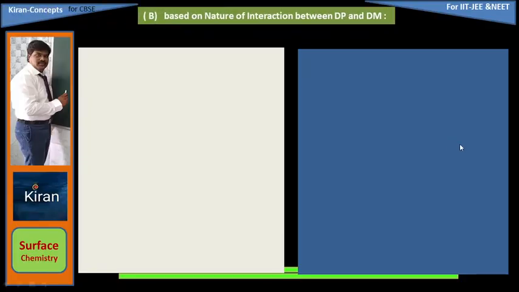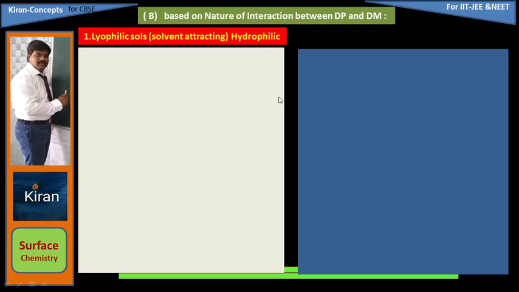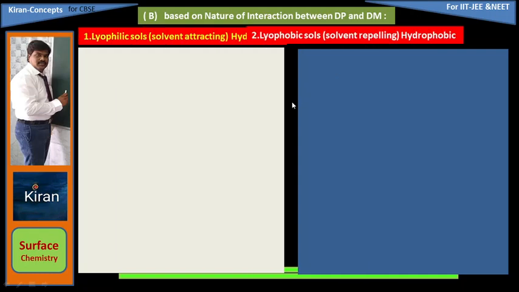Next classification, based upon nature of interaction between dispersed phase and dispersion medium. These are two types, lyophilic, lyophobic. Philic means more attraction, strong attraction between dispersed phase and dispersion medium. Phobic means a weak attraction, very, very little attraction between dispersed phase and dispersion medium.